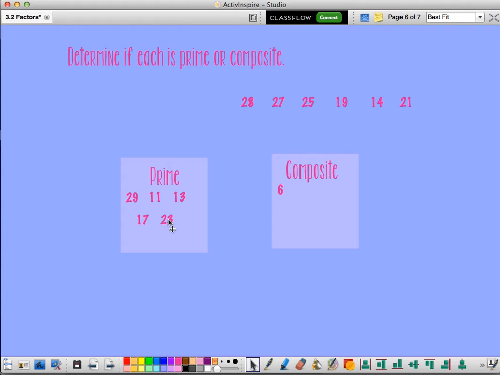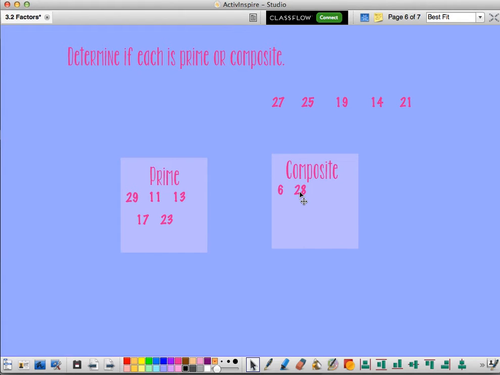So now 28. Well, 28 is even. So since it's even, that means it's divisible by 2, which automatically means it's composite. We don't even have to know all the factors. We just need to know that if the answer to the question of is it divisible by is yes, then it has to be composite.